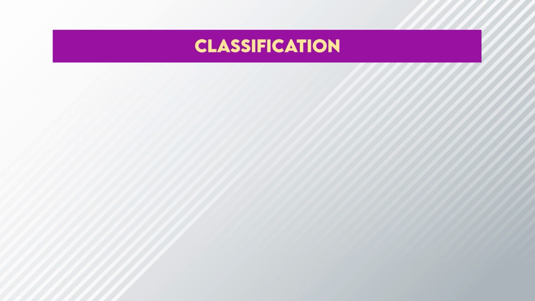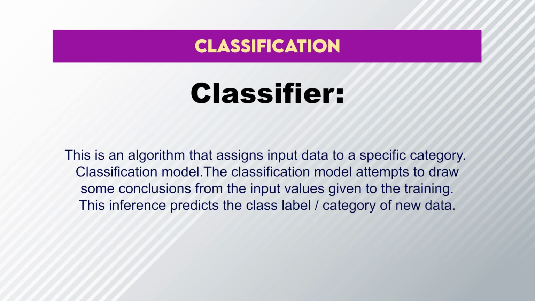The classification algorithm has important terms. First is the classifier, an algorithm that assigns input data to a specific category. Then the classification model is prepared based on the data and the categorical values. In the end, you can give unseen data to the prepared model and predict which class a particular feature or thing belongs to.